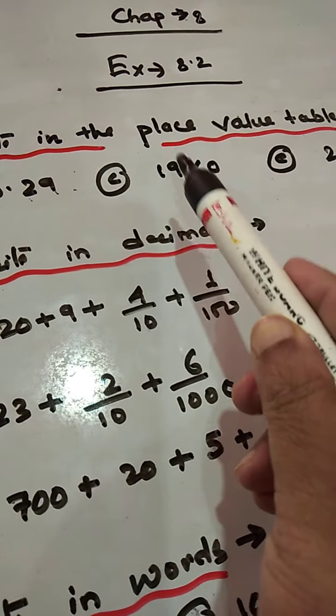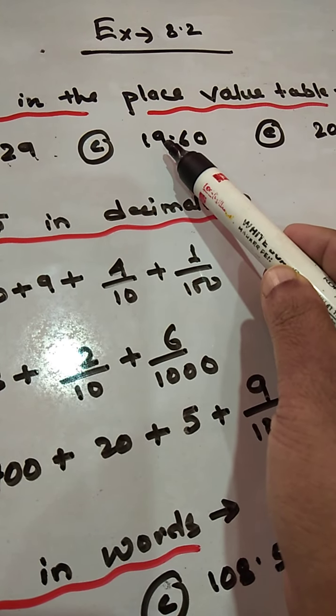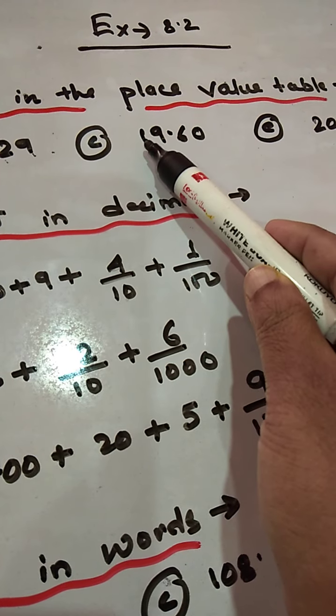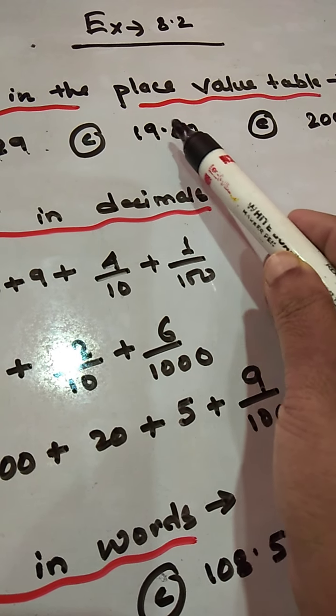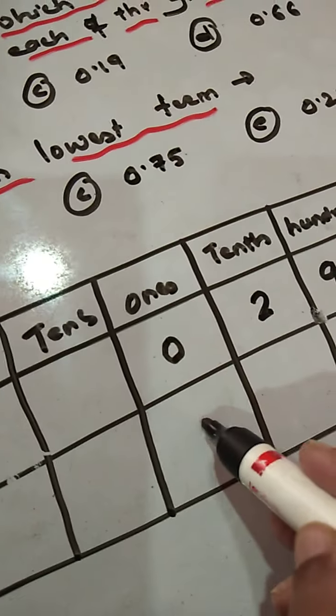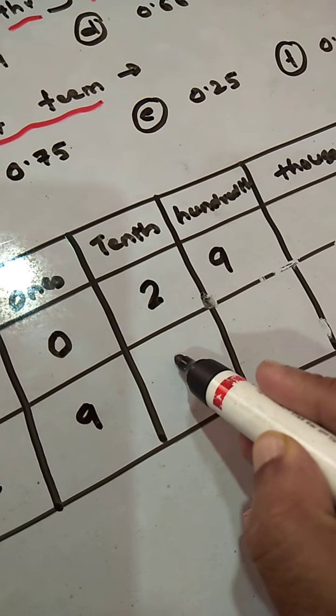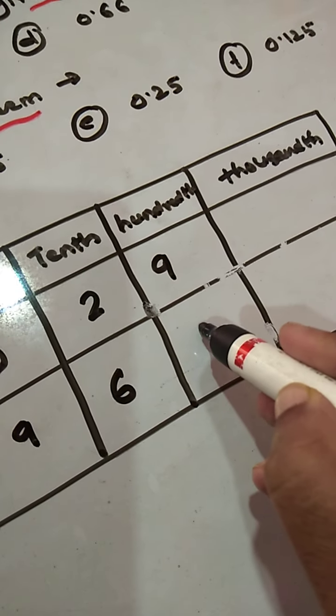And what is the question C? 19.60. So 9 is in the ones position, that is in unit place. 1 is in tens place. 6 is in tenth place and 0 is in hundredth place. So we'll put 9 in place of ones, 1 in place of tens, in place of tenth we'll write 6, and in place of hundredth we'll put 0.